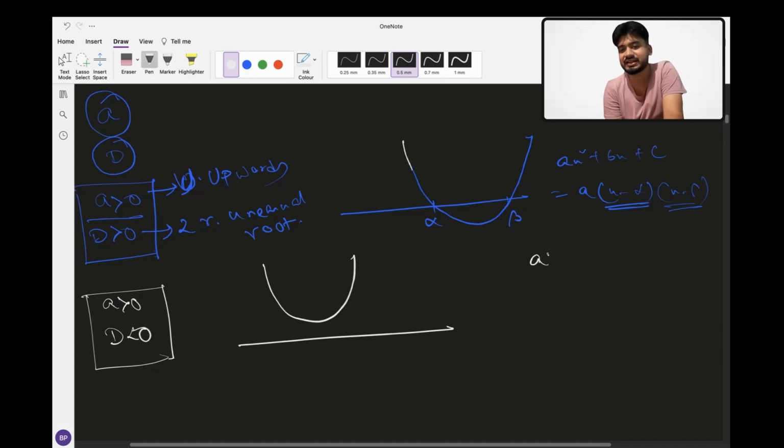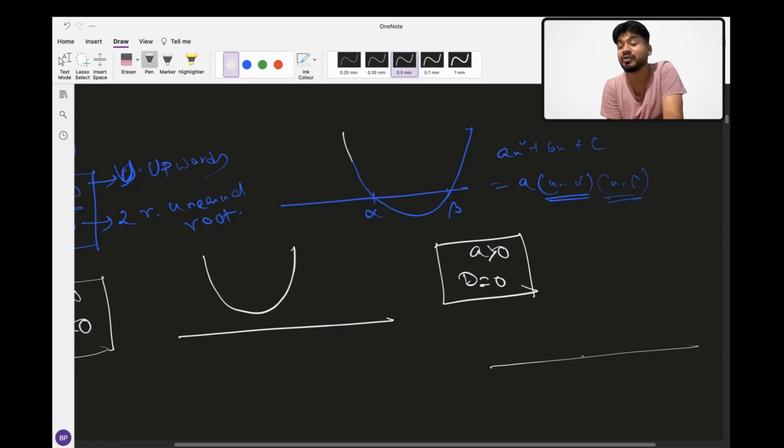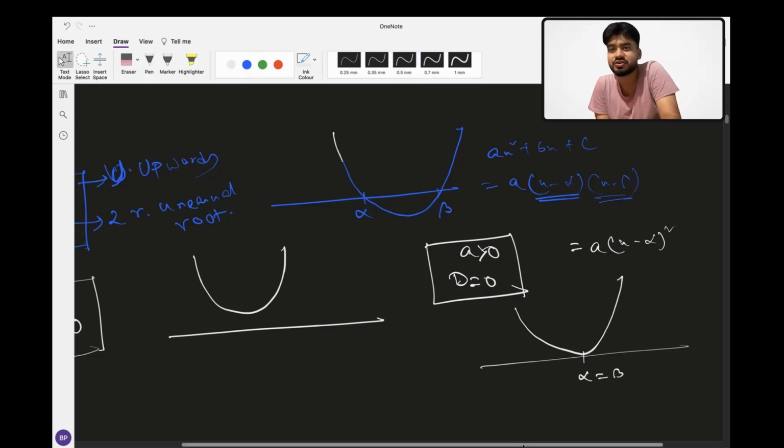And if a greater than 0 and d equal to 0, can you tell me? Yes, very good. Now it will touch because both the roots are same. So it will look like a into x minus alpha whole square because alpha and beta are same now. So it is of even multiplicity. This root is of even multiplicity because the power is 2. So it will touch at this point and go like this. Yes or no? Have you got this?